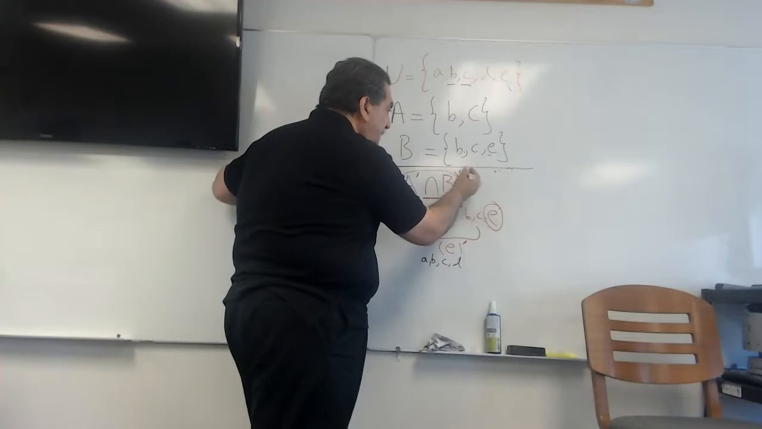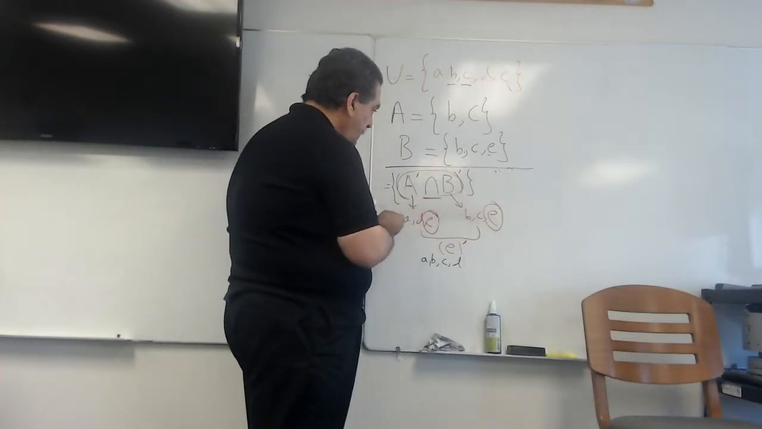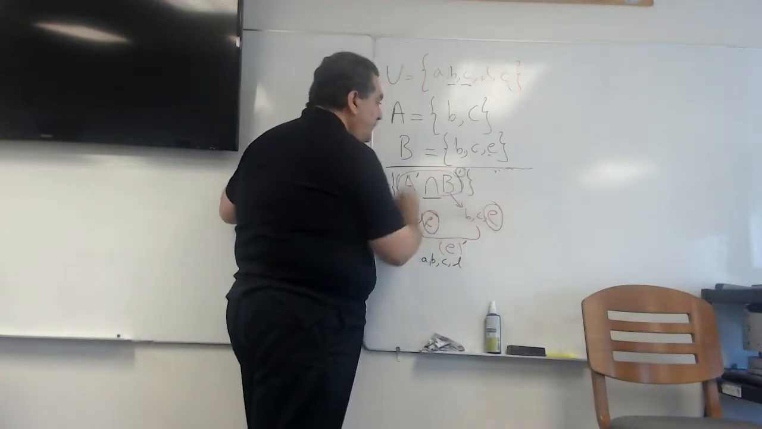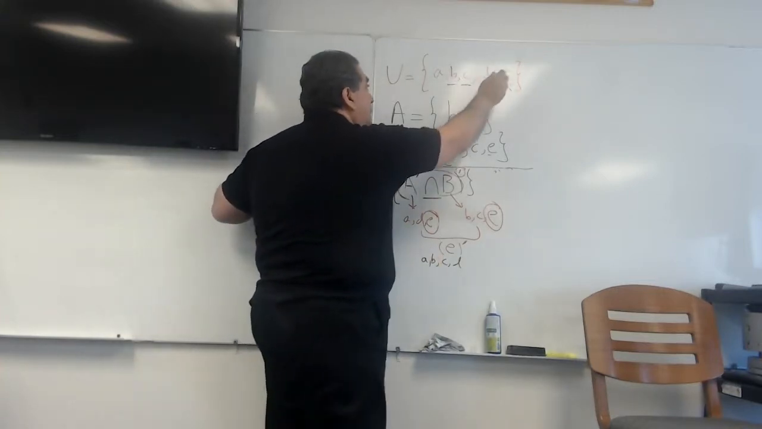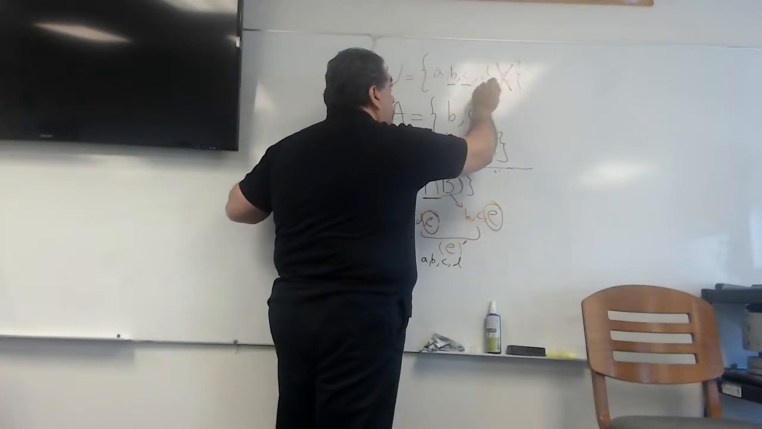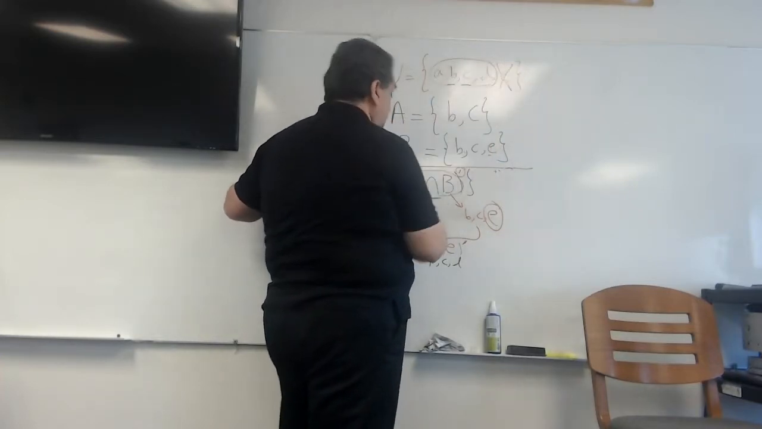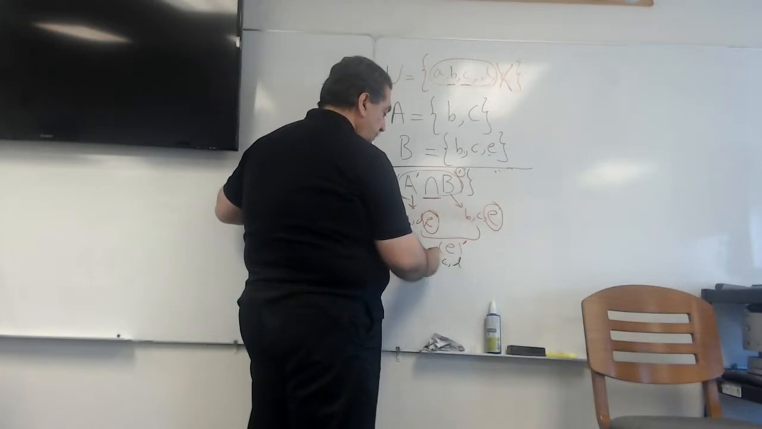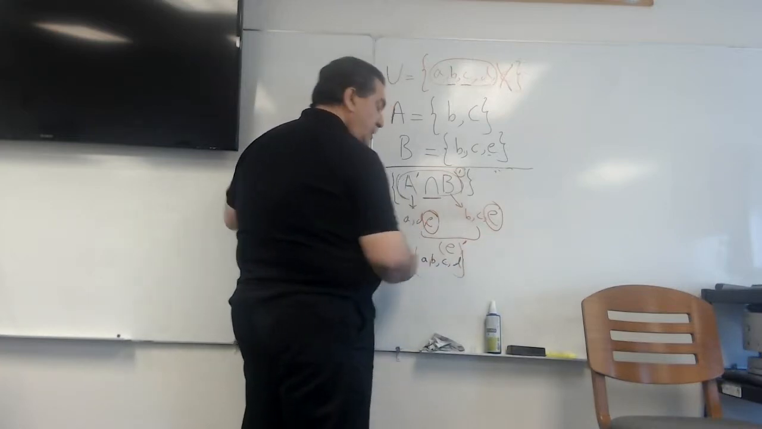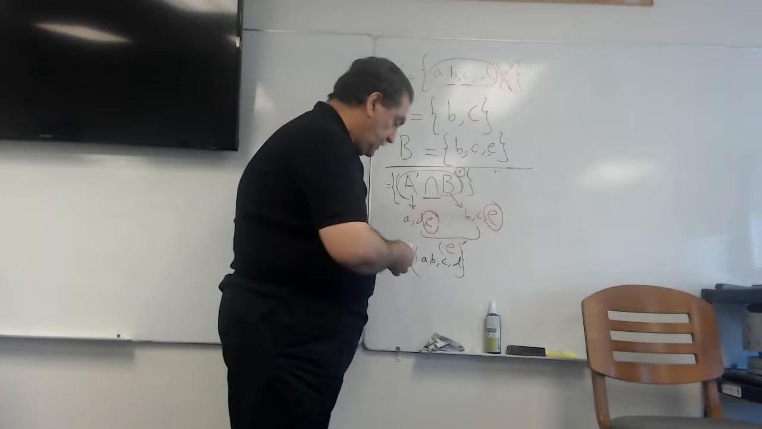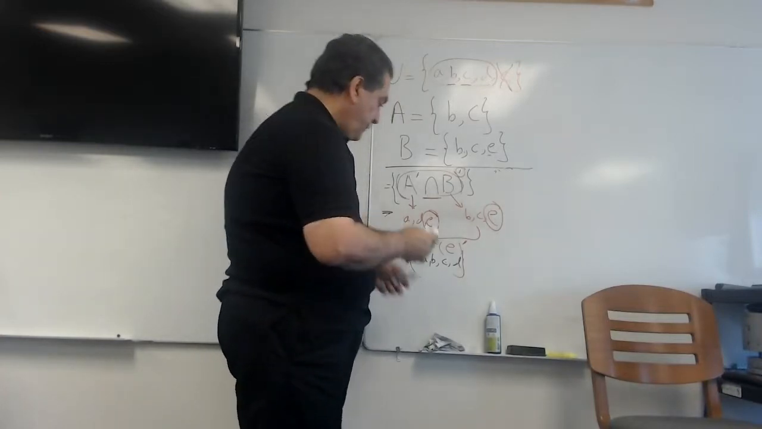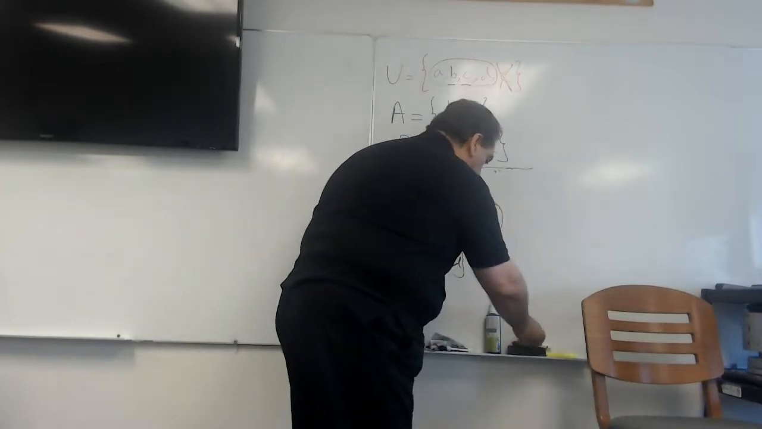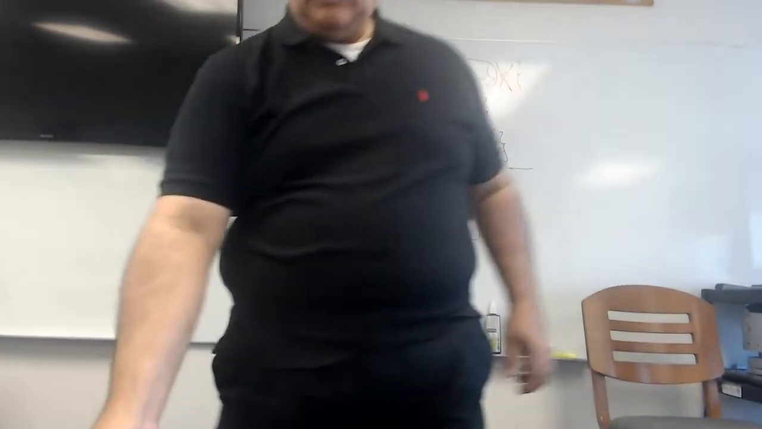But then we have this sign up here. Prime of that, not of that. So we go back to the universal set. We say we don't want E, so that would be our answer: A, B, C, and D. All right? I hope this is clear. All right. That's about that. Let's go.